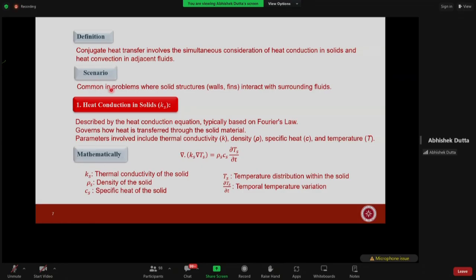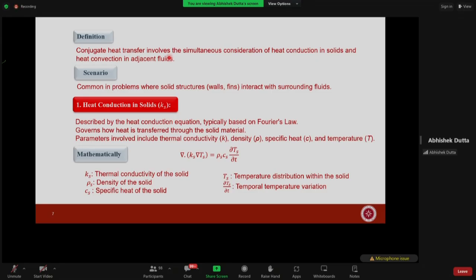Where does it occur? This occurs in lots of industrial practices, typically where there are solid structures involved. In this case, the walls of the structure, fins. When I use the word fins, you might have already started understanding that I hint at heat exchangers, because fins are involved there. When these solid structures interact with the surrounding fluids, you have a combination of conduction and convection. Keep in mind that radiation is also a part of conjugated heat transfer, which I didn't mention here, but I have a case study, and I can tell you the radiation factor there as well.